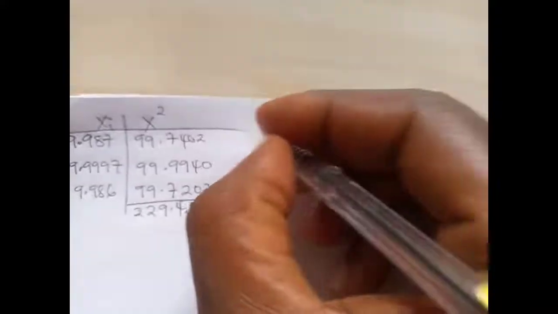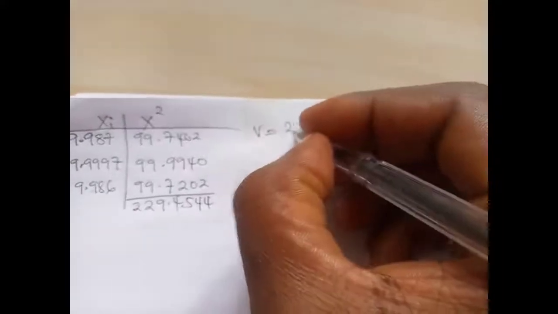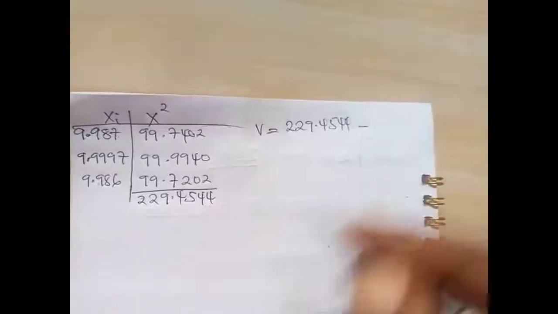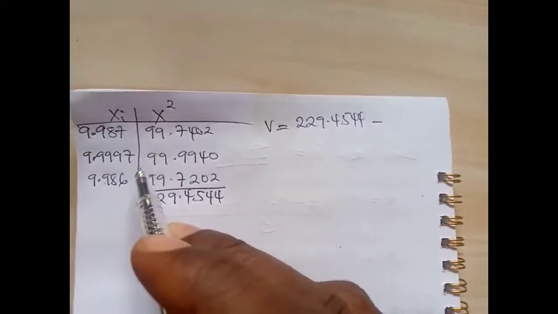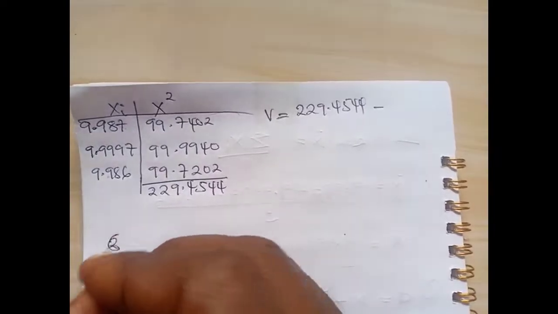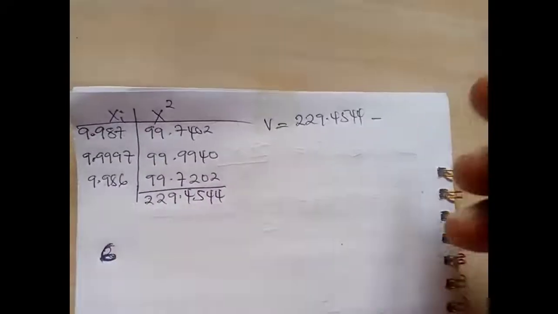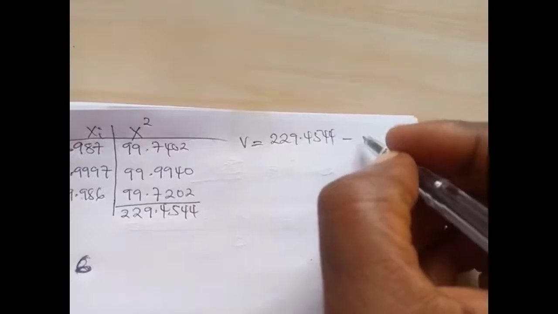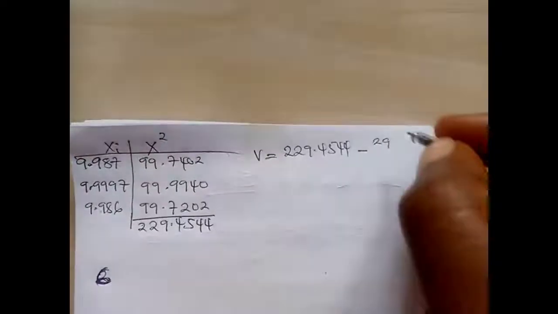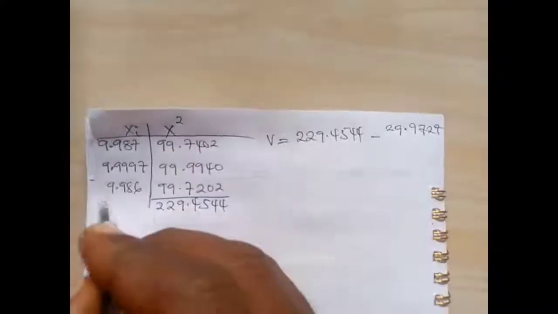So our variance is now the summation of x squared, which is this. So we have 229.54544 minus, you need to remember when preparing the table that mutilation is not allowed. What we mean by that is that you don't write 2 and then turn it into, let's say, 6. This is not allowed in the table. The table will need to be neat. So minus the squared, which is 29.9727. That is if you add this side.